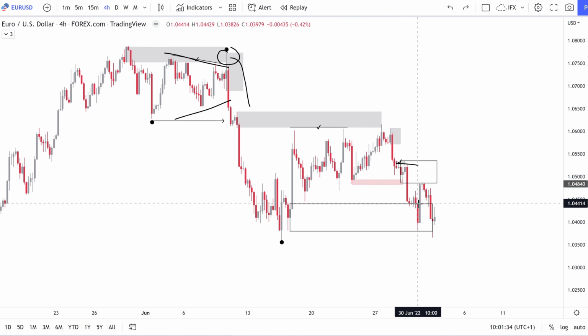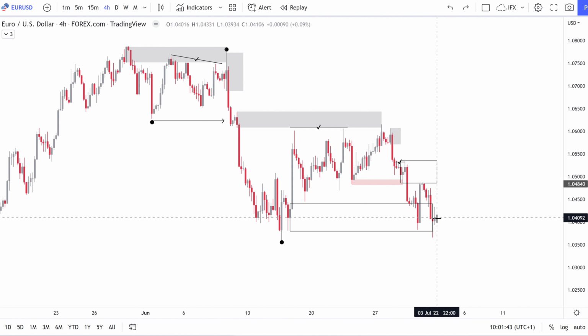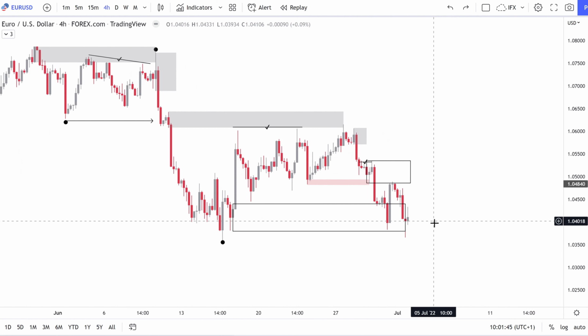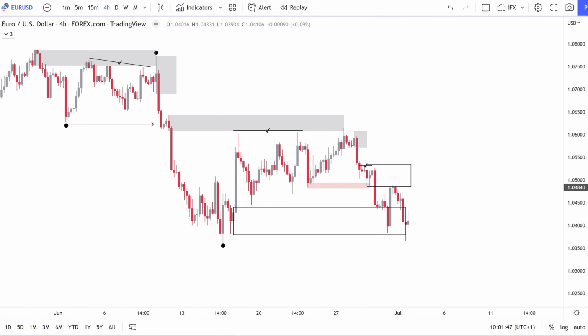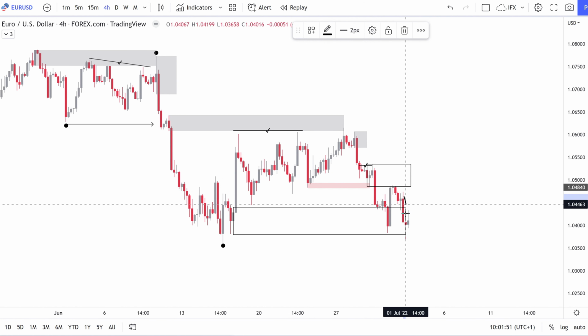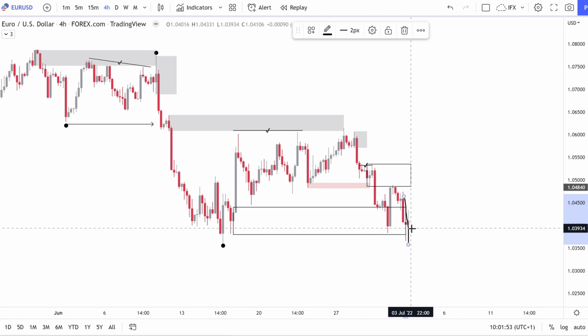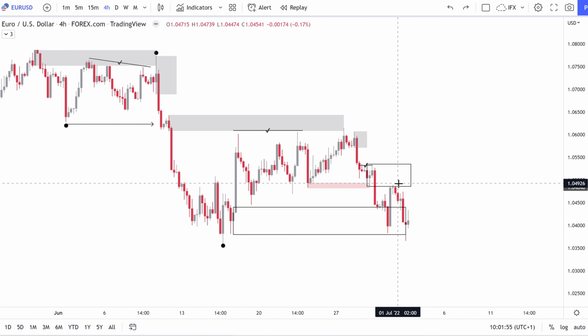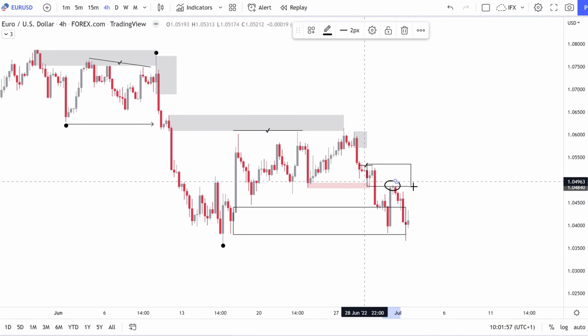So understand this: when buy side liquidity gets swept, trade towards sell side, and when sell side gets swept, trade towards buy side. So on Friday afternoon, it was this candle here which continued on. We basically mitigated into this range supply.